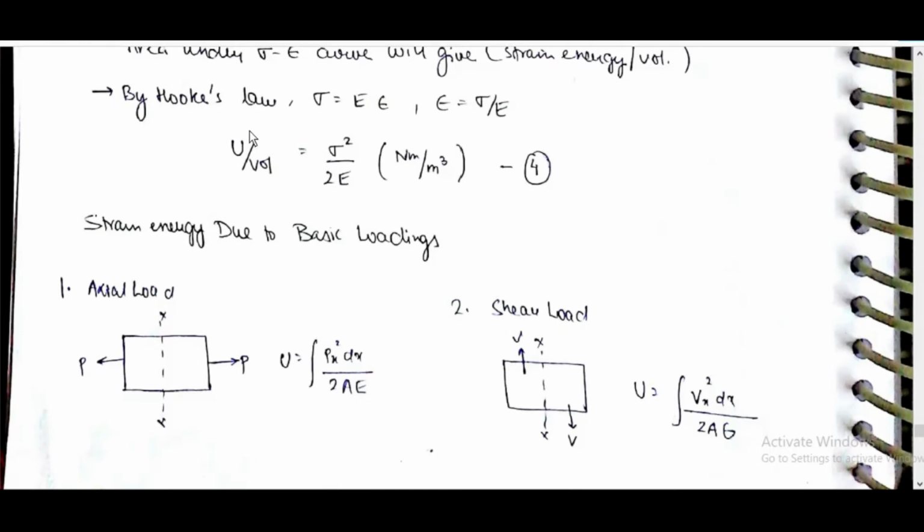By Hooke's law, sigma is equal to E epsilon, epsilon is equal to sigma by E. U, strain energy per unit volume, is equal to sigma square by 2E, Newton meter per meter cube.